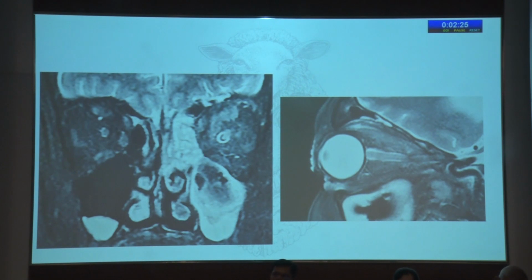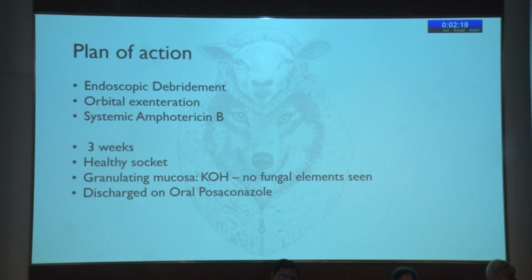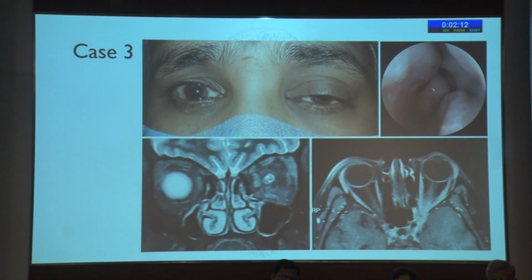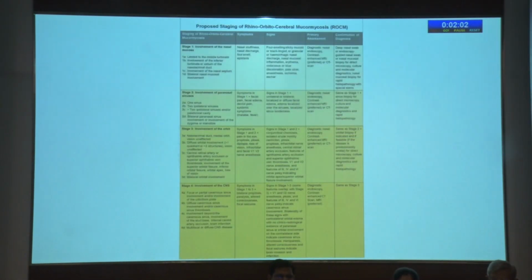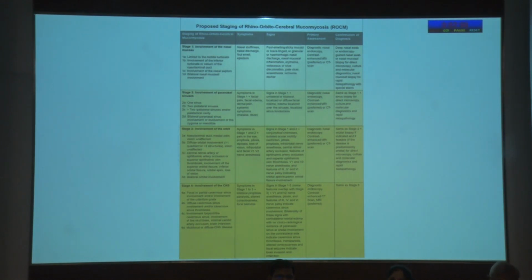The sinuses are full. Again, you can see the contrast enhancement being taken up in the nasal mucosa, suggesting that the mucosa was still healthy. An exenteration was done and the patient was discharged after complete recovery. This is case 3, a patient with mild ptosis and nothing else, apical disease involving the cavernous sinus but pristine nasal mucosa. Which then brings us to this proposed staging that was seen.